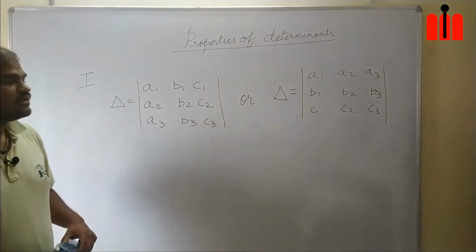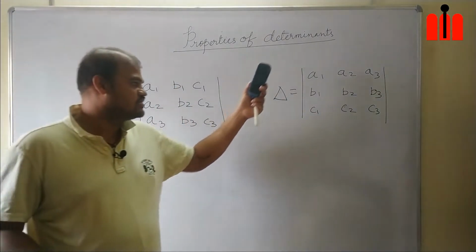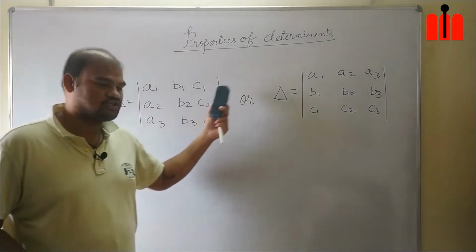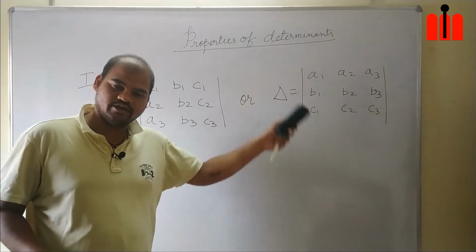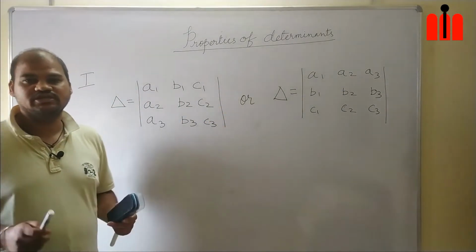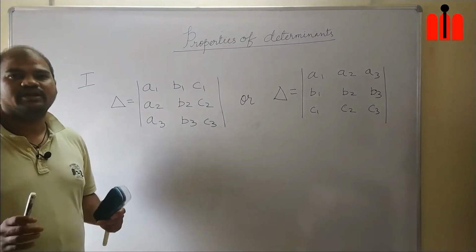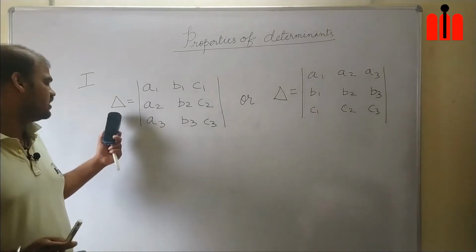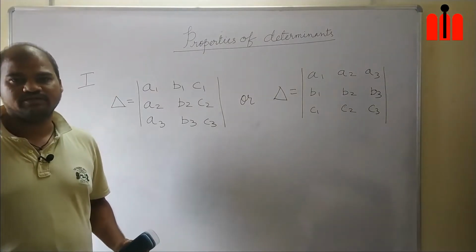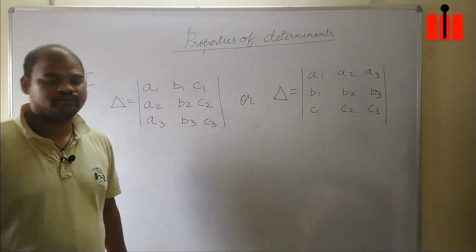That means if the rows of a determinant are changed to their corresponding columns, first row to first column, second row to second column, third row to third column, then the determinant will be the same. That means here if it is det, then here also it will be det. Chalo, let's move on to property number 2.